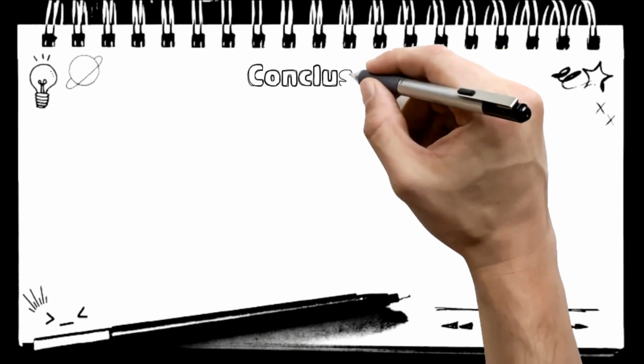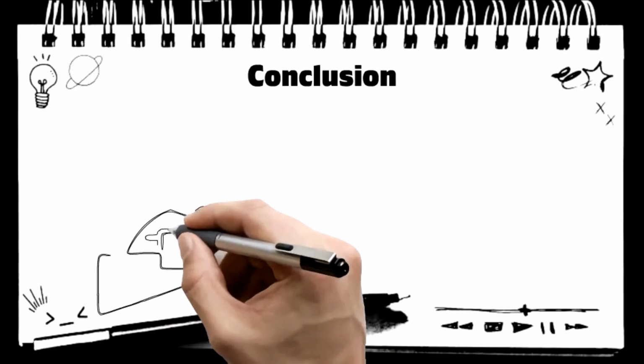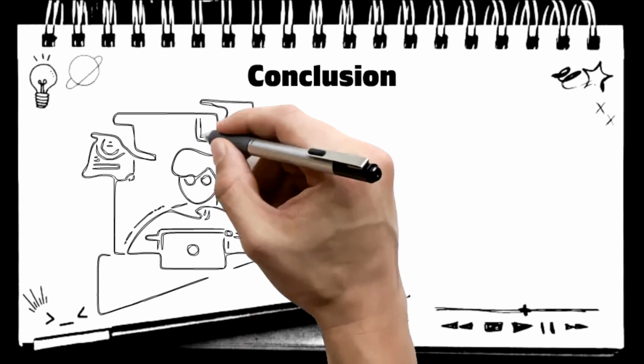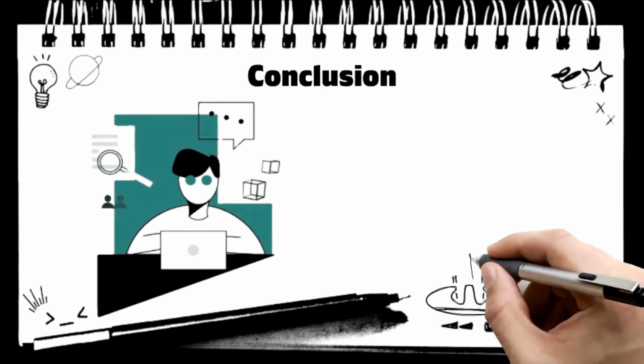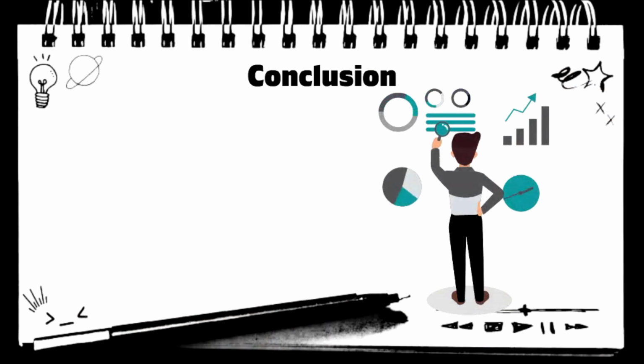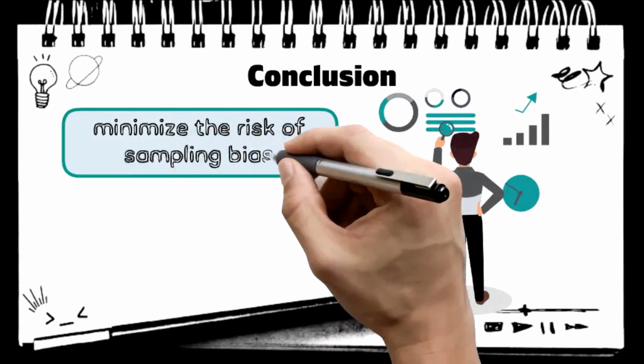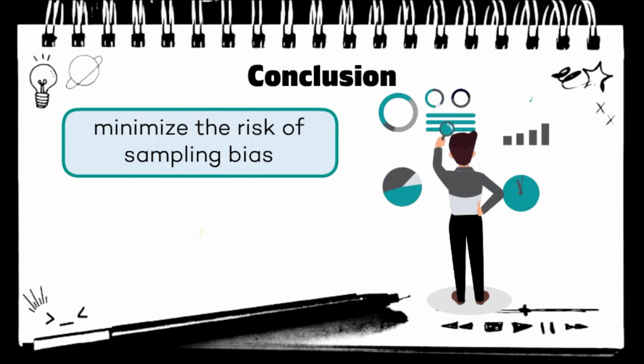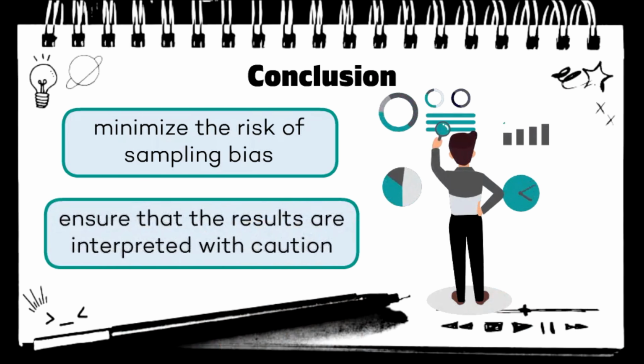As a conclusion, non-probability sampling can be a useful tool for research, but it is important to be aware of its limitations. When using non-probability sampling, researchers should take steps to minimize the risk of sampling bias and to ensure that the results of the research are interpreted with caution.